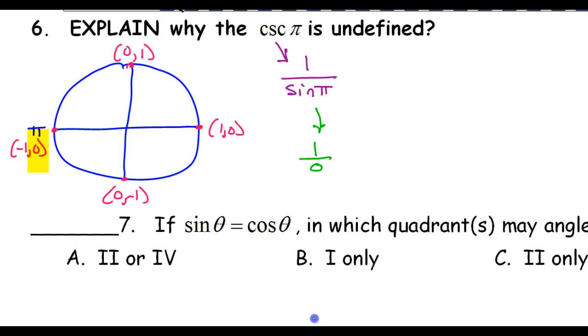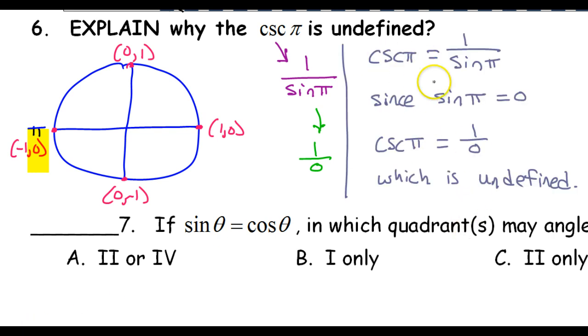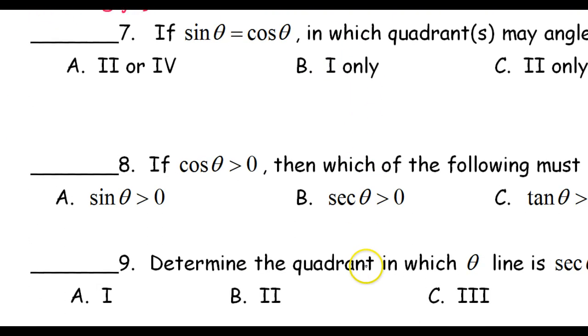So that is why, but we need to explain. So we need to take these symbols and put some words behind them. So organizing our thoughts here, we could say something like this over here in gray. Cosecant of pi is equal to 1 over the sine of pi. Since sine of pi is 0, the cosecant of pi equals 1 over 0, which is undefined. That's why the cosecant of pi is undefined. Alright. Let's look at the next one.